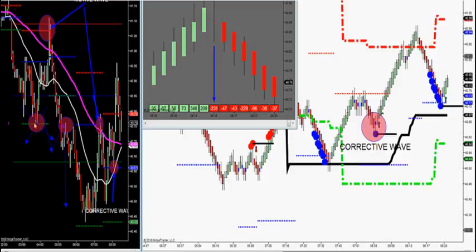Then she comes down, first it comes down to the green. Low value area bounces. Then it comes down and breaks the green value area. Once it breaks the green value area, you do not buy low value in a downtrend. That's for amateur traders who know nothing about market profile. You read all these books: buy low value, sell high value. No, you don't do that.